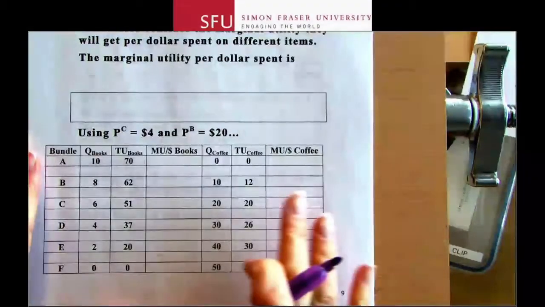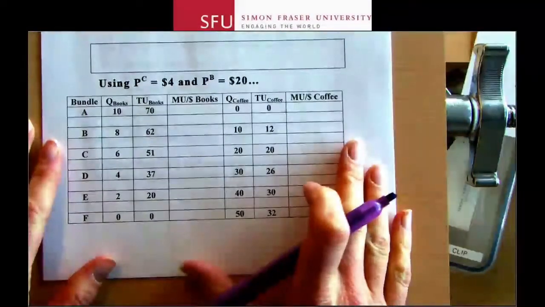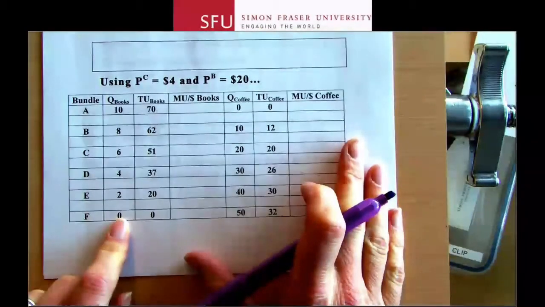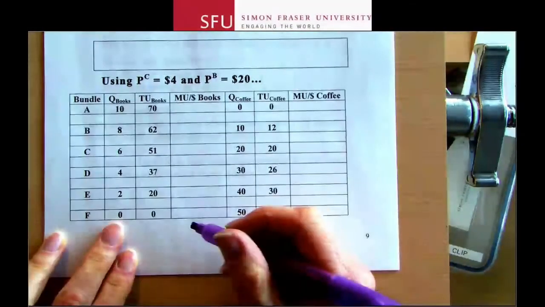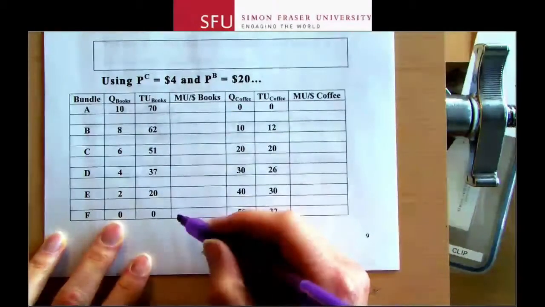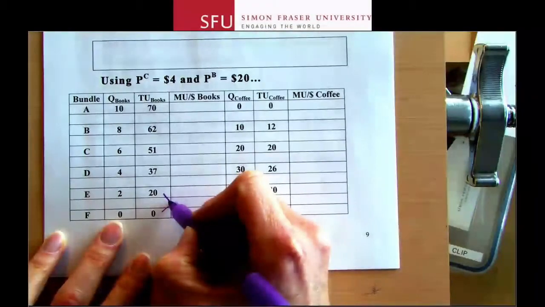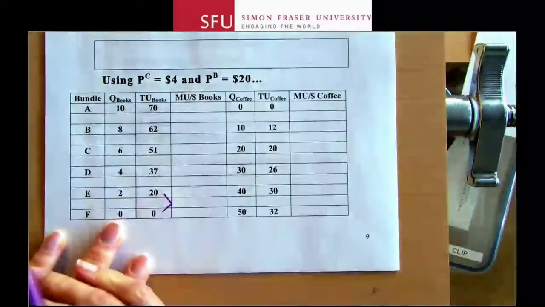So we'll start with the books, and we'll start at the bottom here, starting at 0, and then we'll work our way up the table. Okay, so we'll go from here to here. So going from 0 books to 2 books.